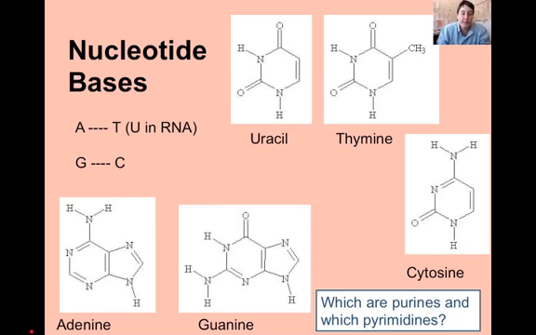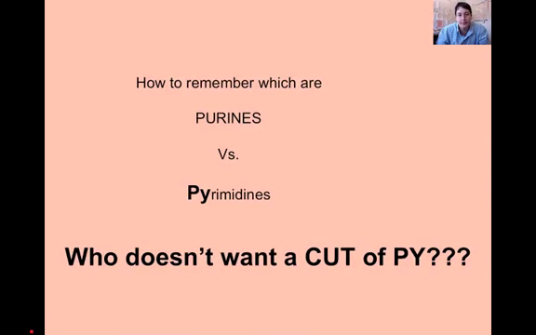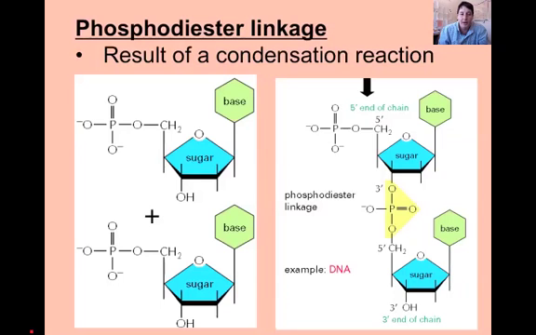Purines and pyrimidines, how do you remember which ones are which? You always want a cut of pie. So C, U, and T are pyrimidines. Pure as gold: A and G. That was hard. Pure as gold. So purines are pure as gold, pyrimidines are, I want a big cut of pie. There's just that little reminder.